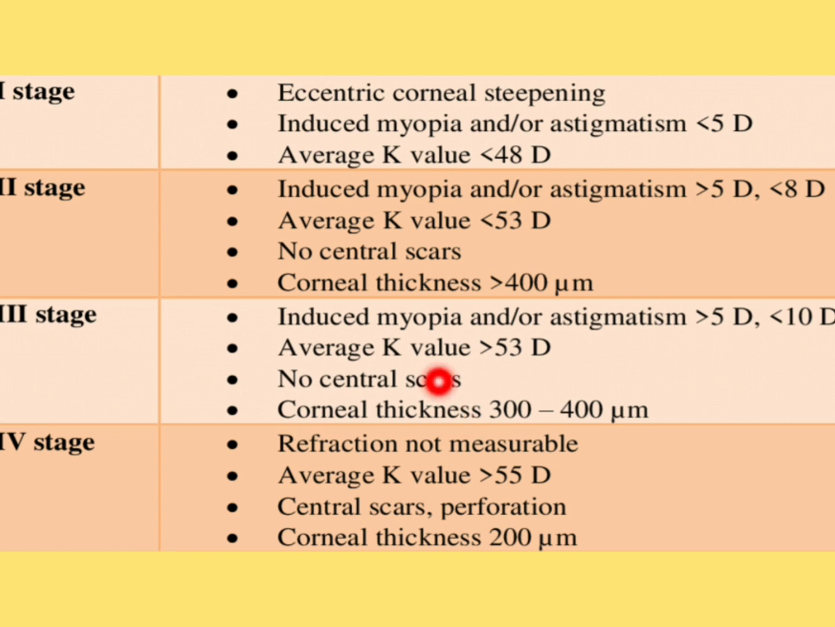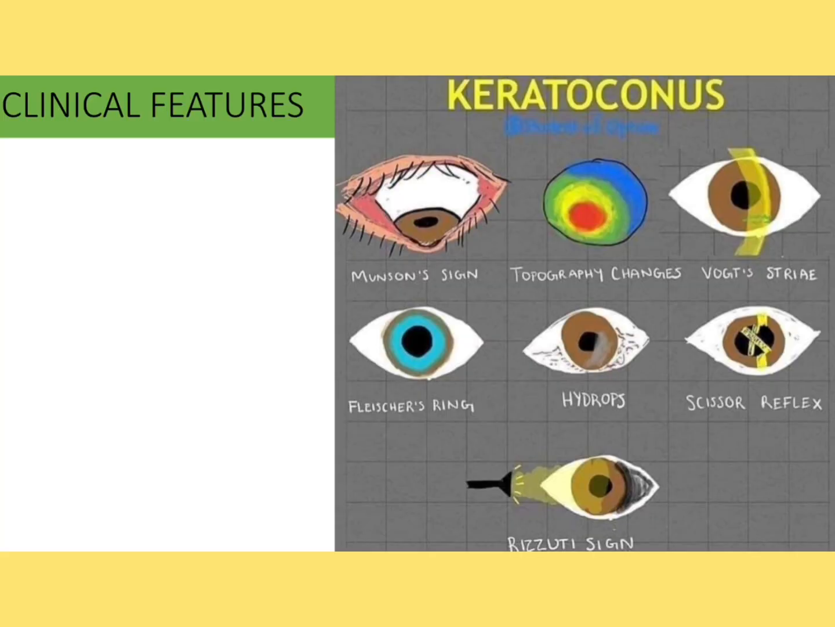Now in stage 4, here you can't do refraction on the patient and you will see average Kmax value more than 55 diopter. In many patients we see Kmax value more than 60 or more than 70. Corneal scar is there, as well as perforation because of the acute hydrops, and the corneal thickness is 200 micrometer. Okay, so let's go to the clinical features of keratoconus. What are those things that you will see in a keratoconus patient?